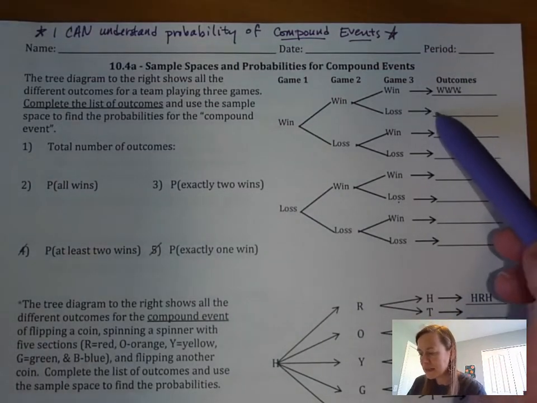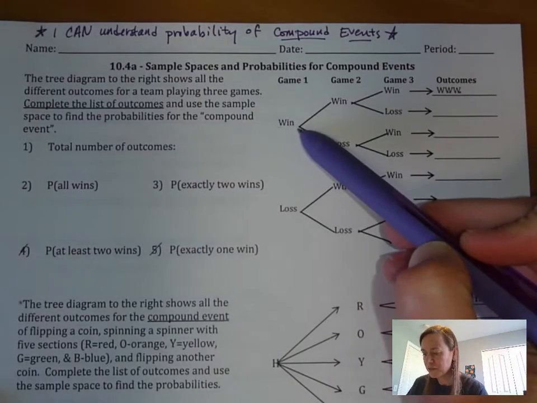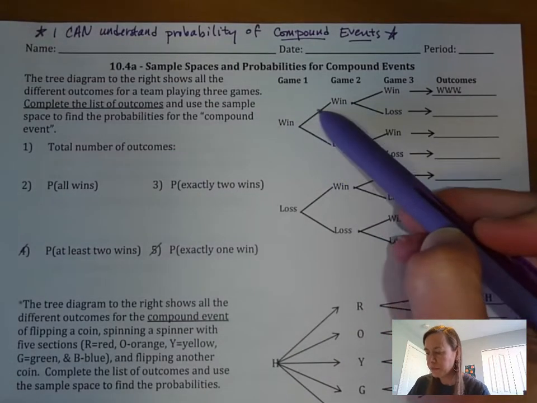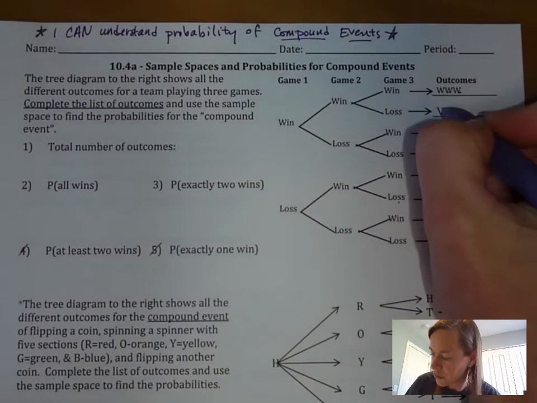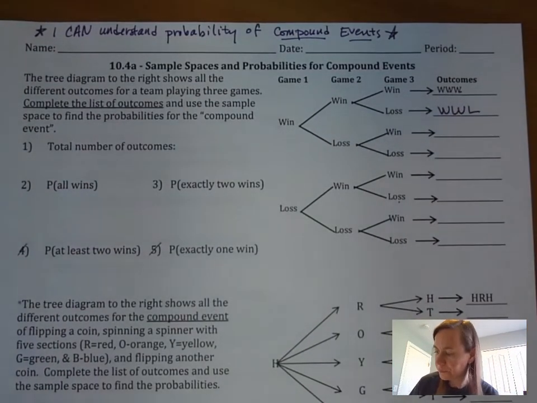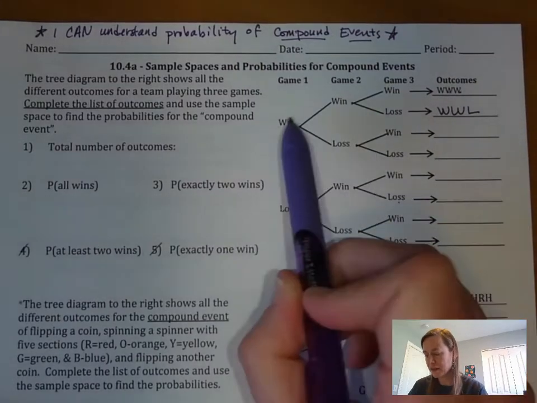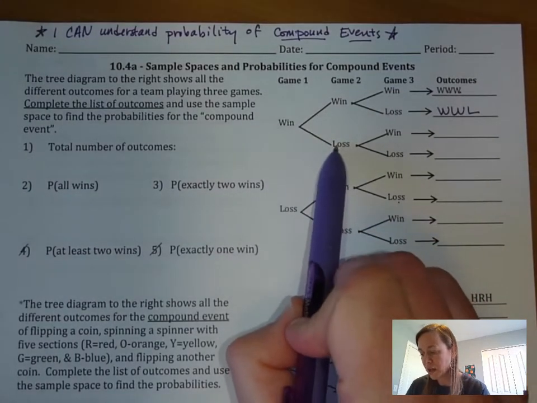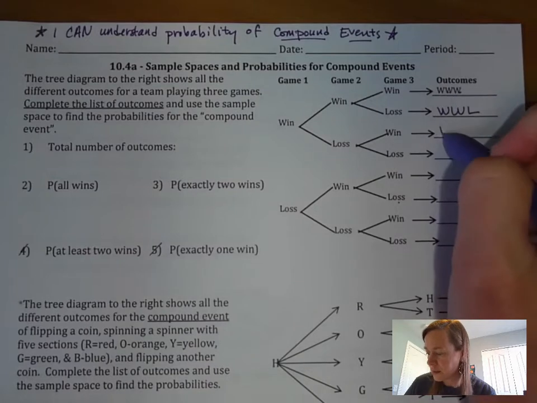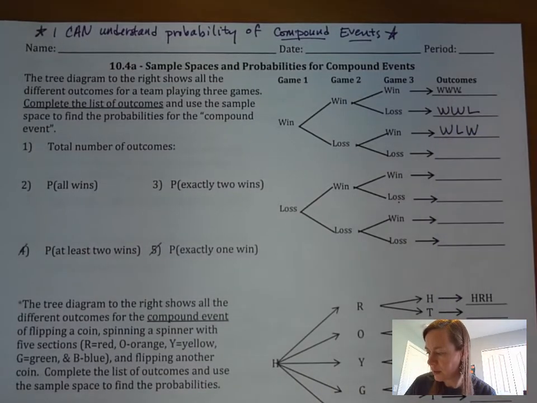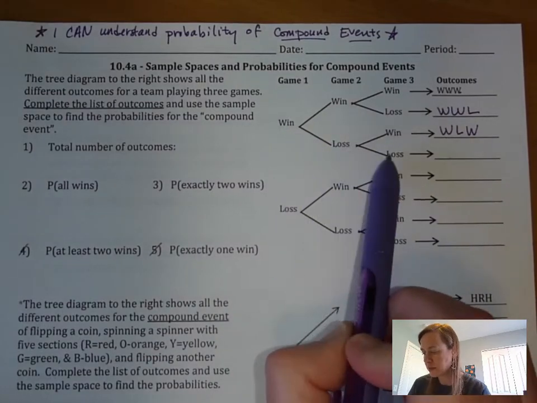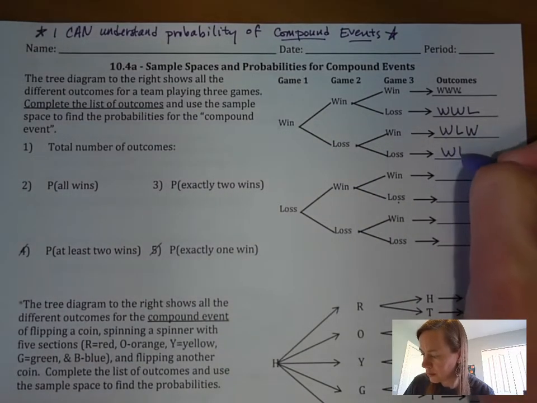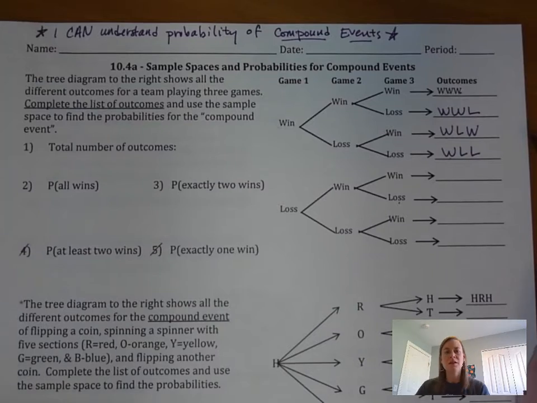Let's figure out what's going to go on the second line. We're just going to follow the lines here. Win, win, loss. So this one we're going to write WWL. What about this third blank? Starts with win, then it goes to loss, and then it goes to win. So win, loss, win. And now for this next line, win, loss, loss. Okay, we're halfway through.